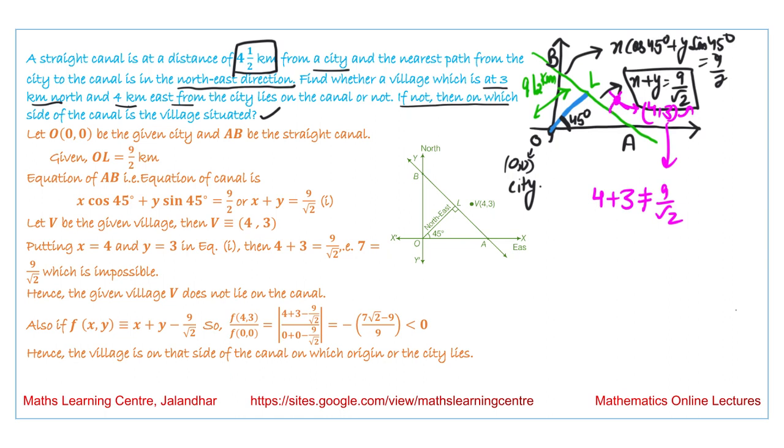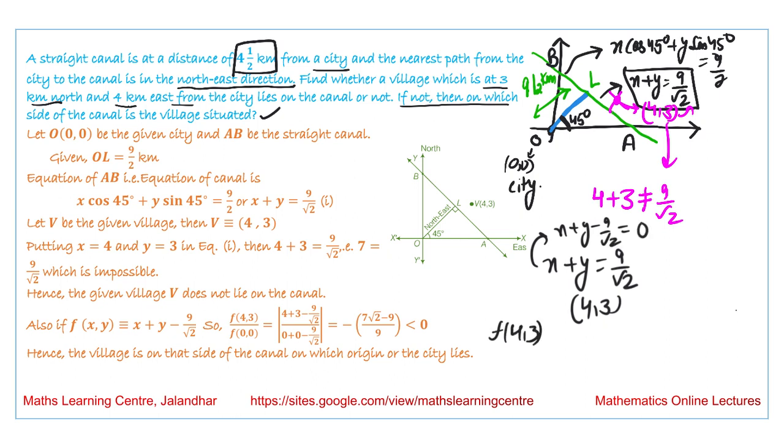Now we have to check on which side of the canal it will lie. So we have the equation x plus y equals 9 by root 2, and we are talking about the point 4 comma 3. We can write this as x plus y minus 9 by root 2 equals 0. So the value of f of 4 comma 3, where f of xy is this, is 4 plus 3 minus 9 by root 2.